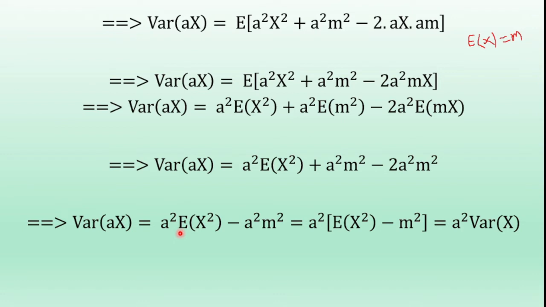For both the terms, a square is common: a square into (expectation of X square minus m square). So this is equal to a square variance of X, where variance of X is equal to expectation of X square minus m square. This is a very important expression, keep it in mind: variance of X is equal to expectation of X square minus m square. Okay, so this is the first property proof. There are two ways we can prove the first property.